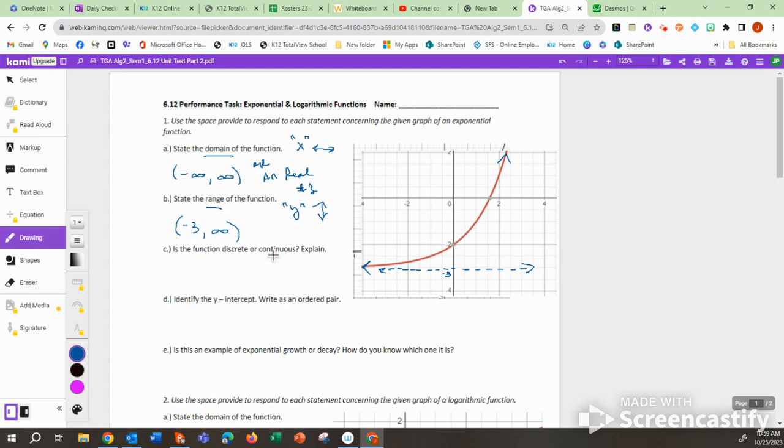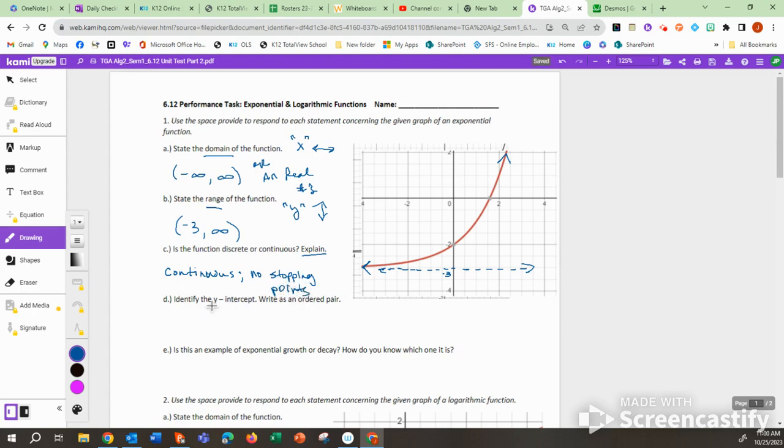Is the function discrete or continuous? The graph is connected in all areas. There are no stopping points, so that makes the graph continuous. I don't know why I have trouble spelling continuous, but I do. And don't forget it does say explain, and I would say something like no stopping points. You can say all parts of the graph are connected.